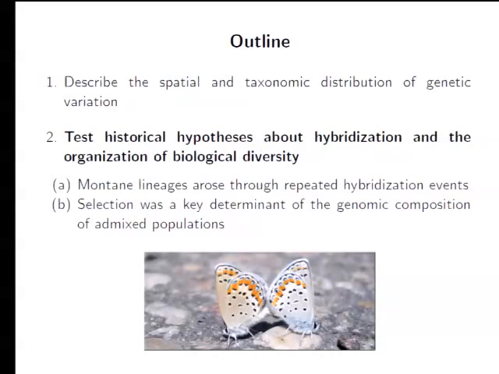The first is that these putatively admixed or montane lineages arose through multiple repeated hybridization events. So they arose via hybridization, and this has happened multiple times. And second, that selection was a key determinant of the composition of the genomes of these admixed populations.